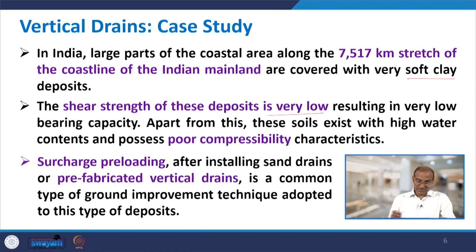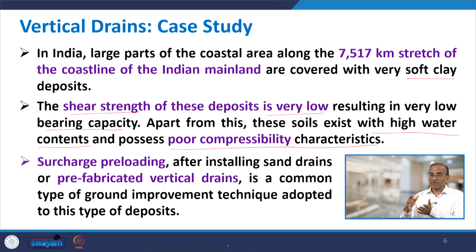First of all, bearing capacity is low, and why is bearing capacity low? Because shear strength is low. Then another issue is they exist with high water contents because they are near the water bodies, near the seashore, and they also possess poor compressibility characteristics. That means when you talk about primary consolidation, it takes a longer time because of the dissipation of water.